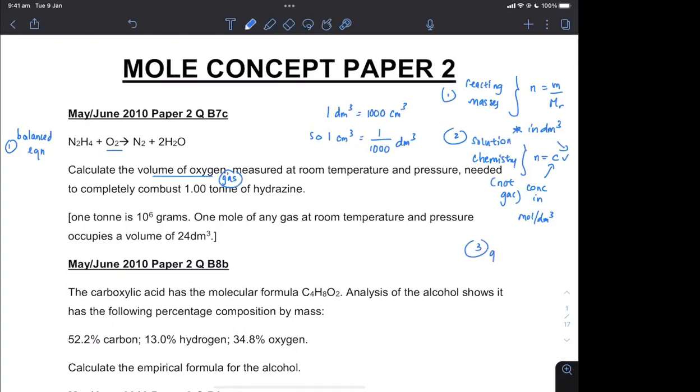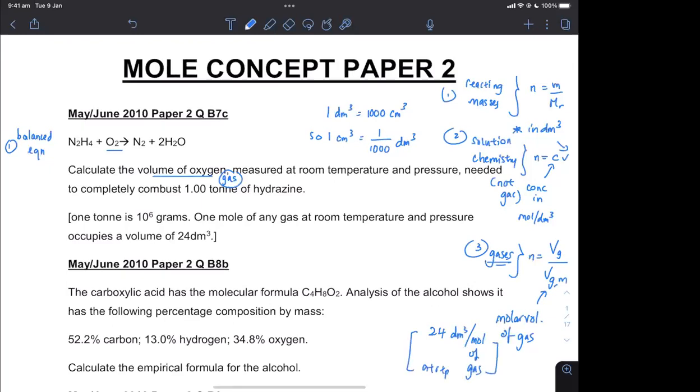The very last one is to do with gases. If you're dealing with gases, the mole of a gas is the volume of the gas divided by the molar volume of the gas. This is stated in your periodic table at the bottom. The molar volume of gas is stated as 24 dm cube for 1 mole of any gas, at room temperature and pressure, which is 24 dm cube per mole.